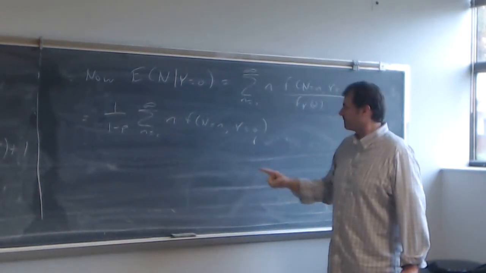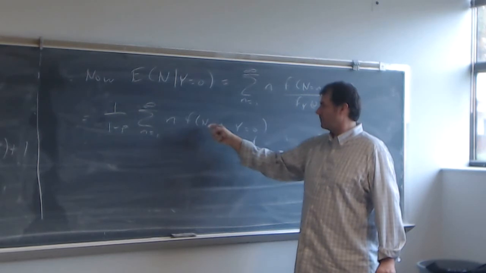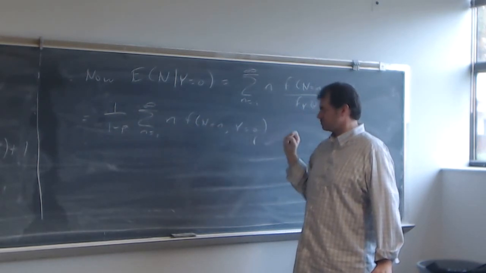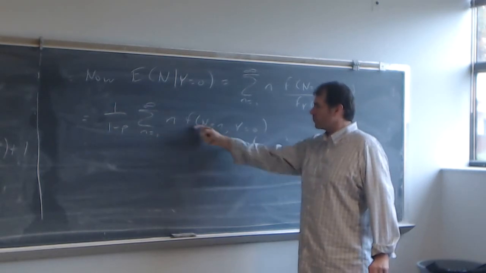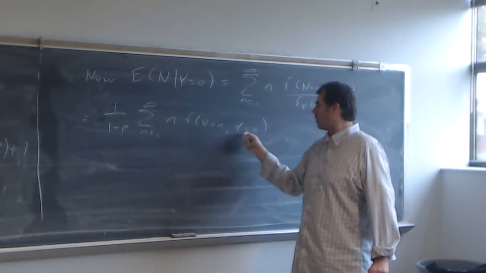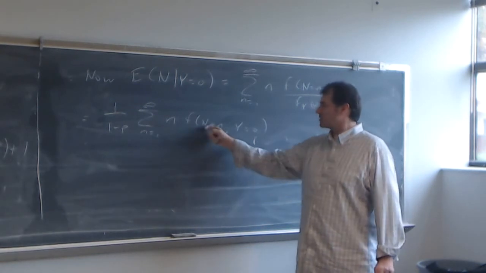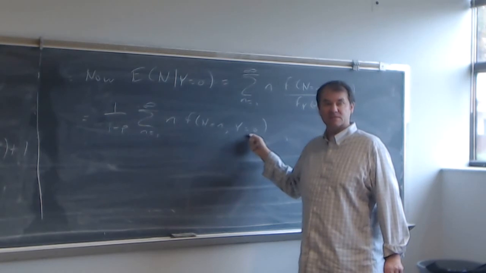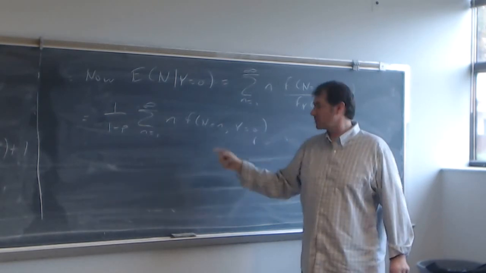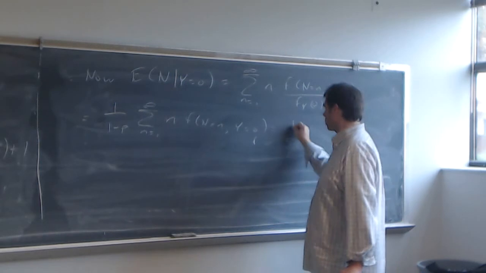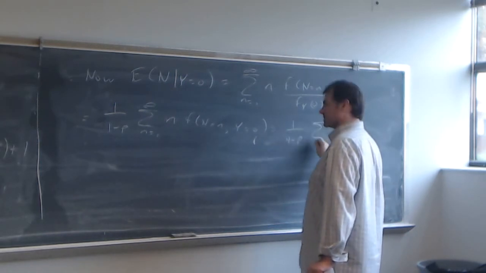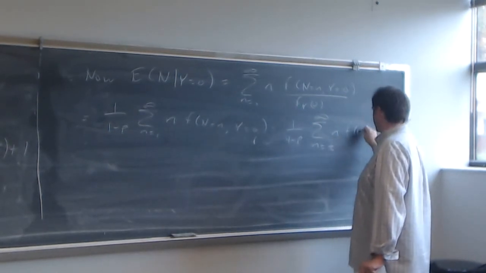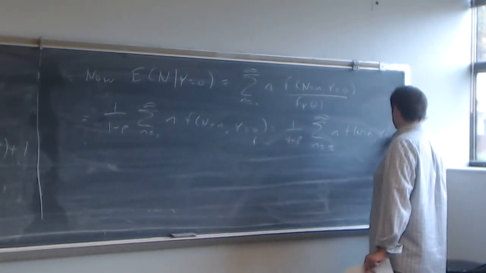Now, here's what I'm thinking. We could have 1 times f sub big N equal to 1, Y equals 0. Well, that probability that N equals 1 and Y equals 0 has got to be 0, because the chance that it only took one trial to get the first success when you knew the first trial is a failure is 0. The chance of that happening is 0. So this is 1 over 1 minus p times the sum as n runs from 2 to infinity of n times f sub N equal to n, Y equal to 0.